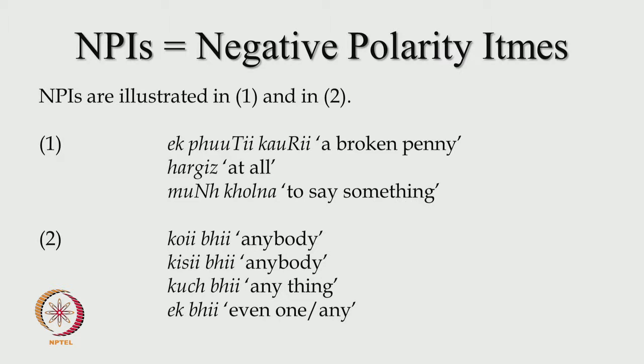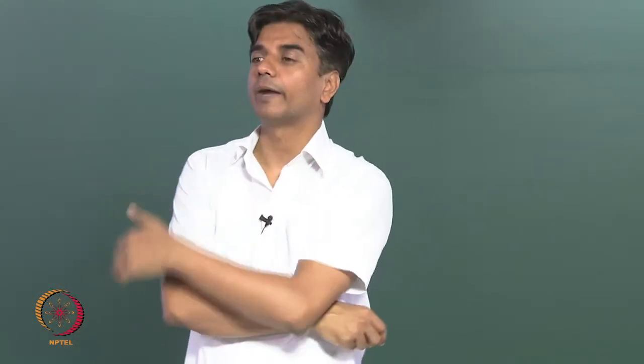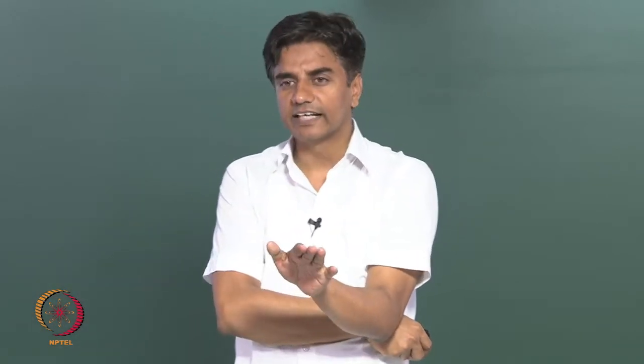These things can be used without negation and must be used with negation to give you appropriate negative polarity reading. In other words, again, when you use anyone from the list of the second item on the screen, then the sentence is not ungrammatical, but it may not give you negative polarity reading. For the first list, we just cannot use them without negation.